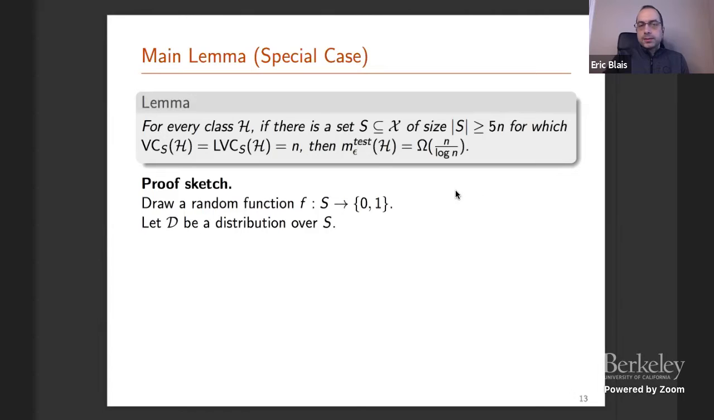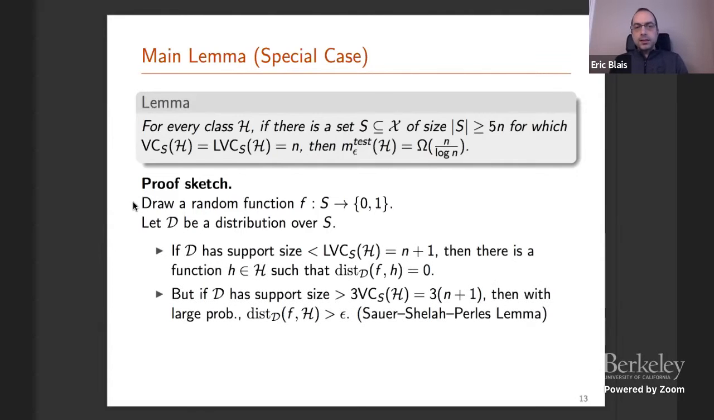How do we actually prove this? The proof will fit in this one slide. The idea is that we just pick a random function, and we're going to choose some distributions D over S. We're going to be a little bit more careful about how we pick our distributions. The intuition is that if I pick a random function, it should be far from the class H. But this is actually not necessarily true. It will really depend on my choice of the distribution D.